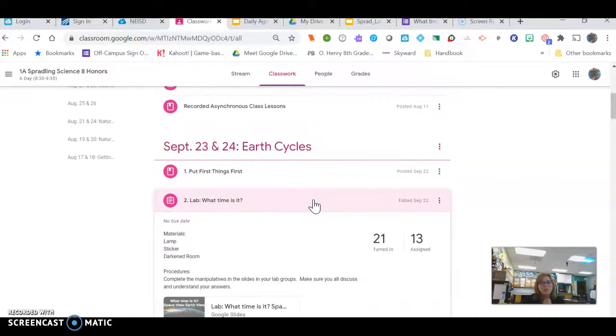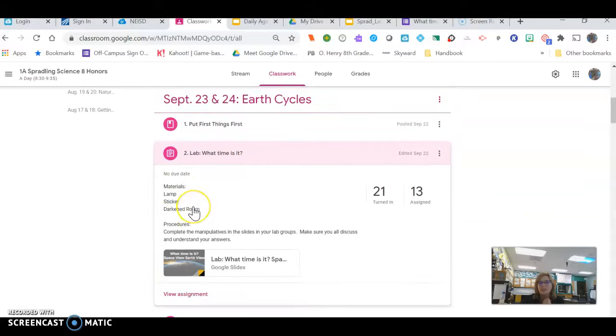All right, let's go to this lab. You're going to need a lamp today. So I have a lamp over here. You're going to need a sticker or put a marker or something between your eyebrows. And you're going to need to darken your room. And you're going to complete the procedures on this little handout here.